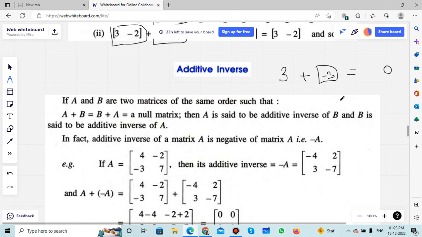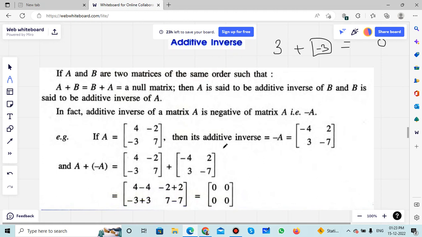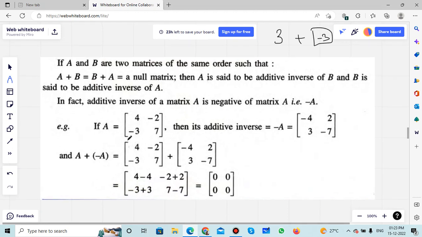So remember, when we have to find the additive inverse of a matrix, the sign of each element will become opposite to what it was in the previous one. For example, A has 2 rows: 4 and minus 2, minus 3 and 7. What should we add to 4 so that we get 0? We should add minus 4. What should we add to minus 2 to get 0? Plus 2. What should we add to minus 3 to get 0? Plus 3. What should we add to 7 so that we get 0?